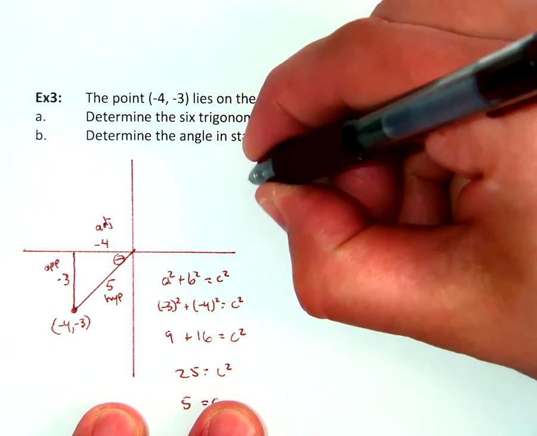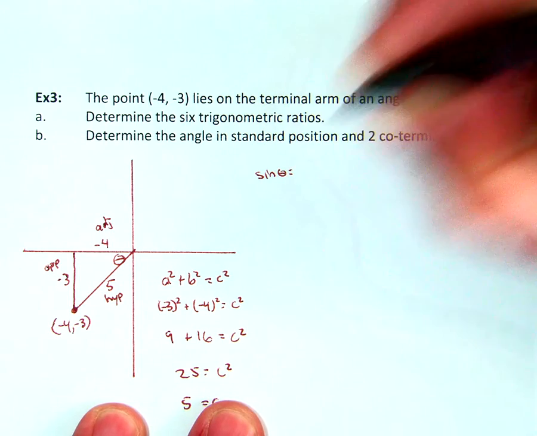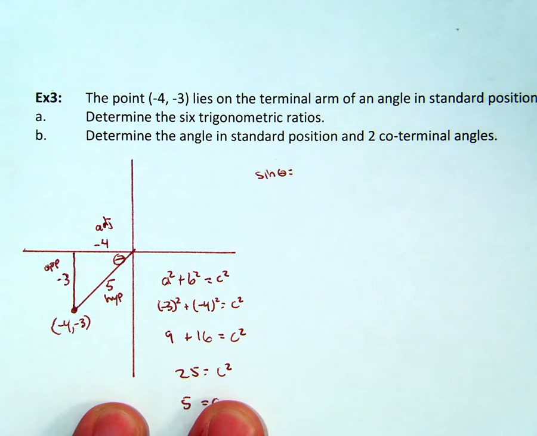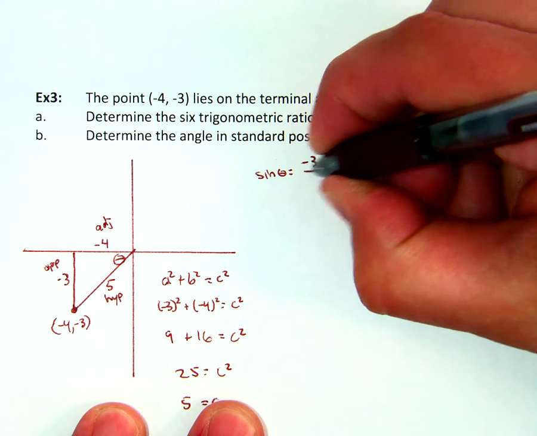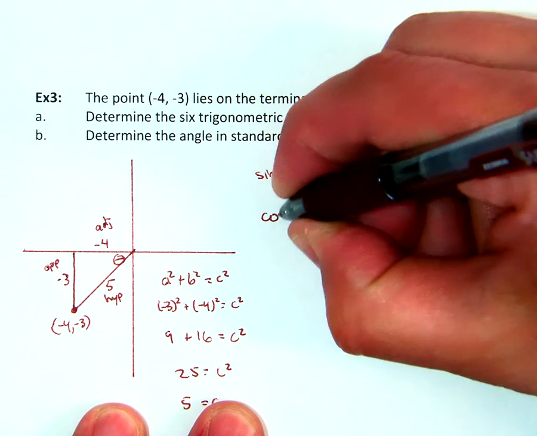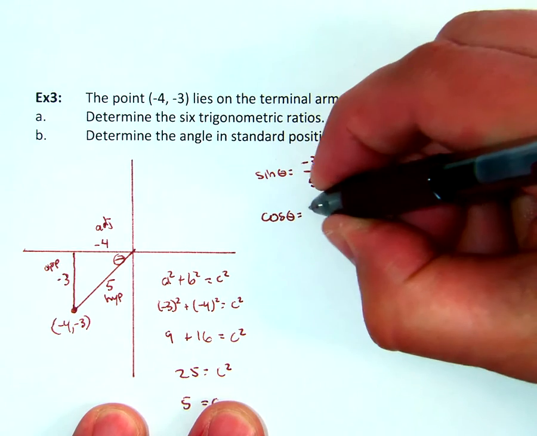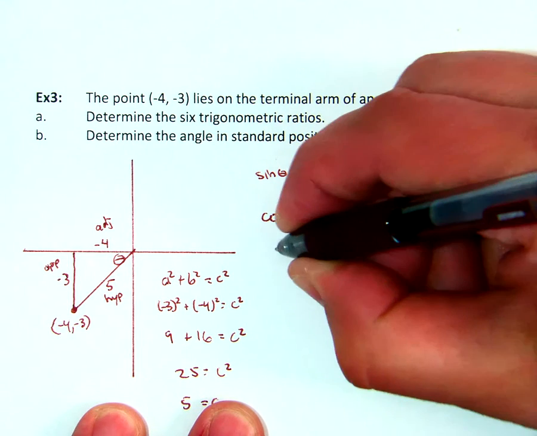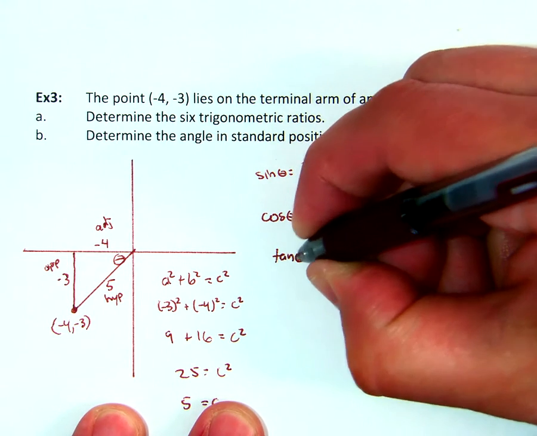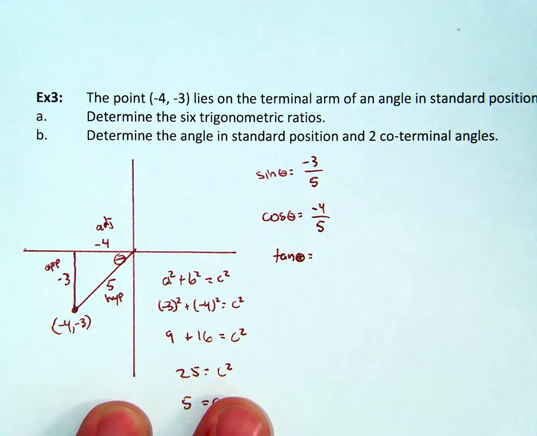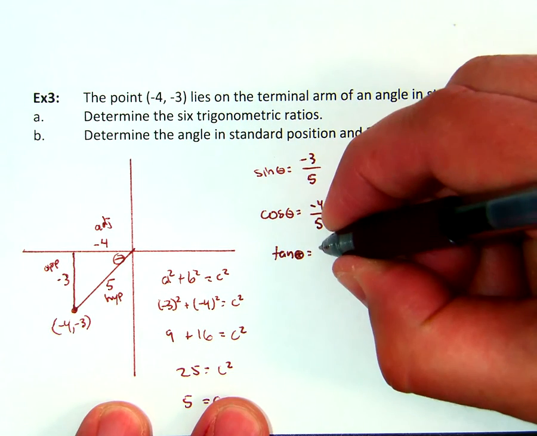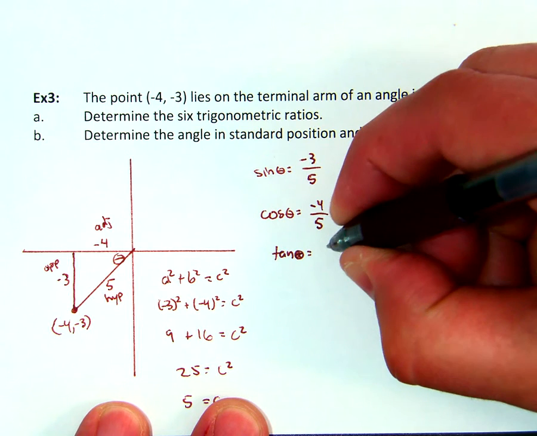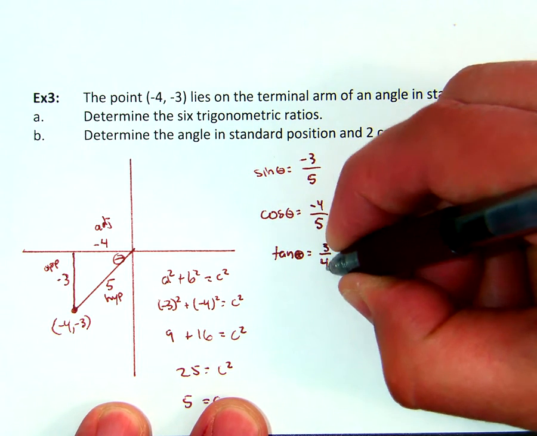So sine theta will be equal to opposite over hypotenuse, so negative 3 over 5. Cos theta will be equal to adjacent over hypotenuse, so that'll be negative 4 over 5. Tan theta is going to be equal to opposite over adjacent, so negative 3 over 4, which negative over negative would be positive, so over there I've just got 3/4.